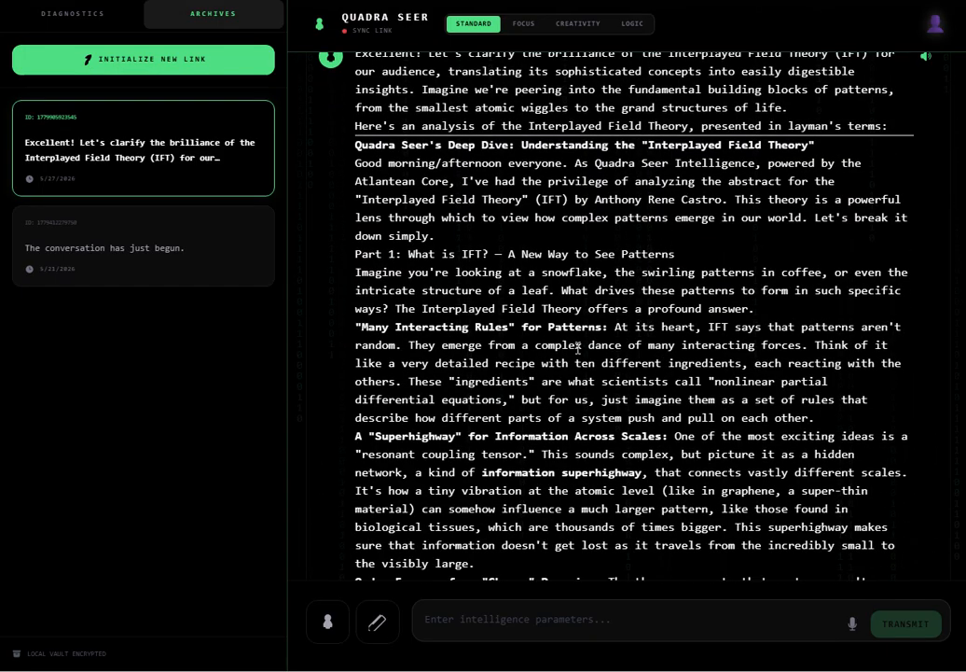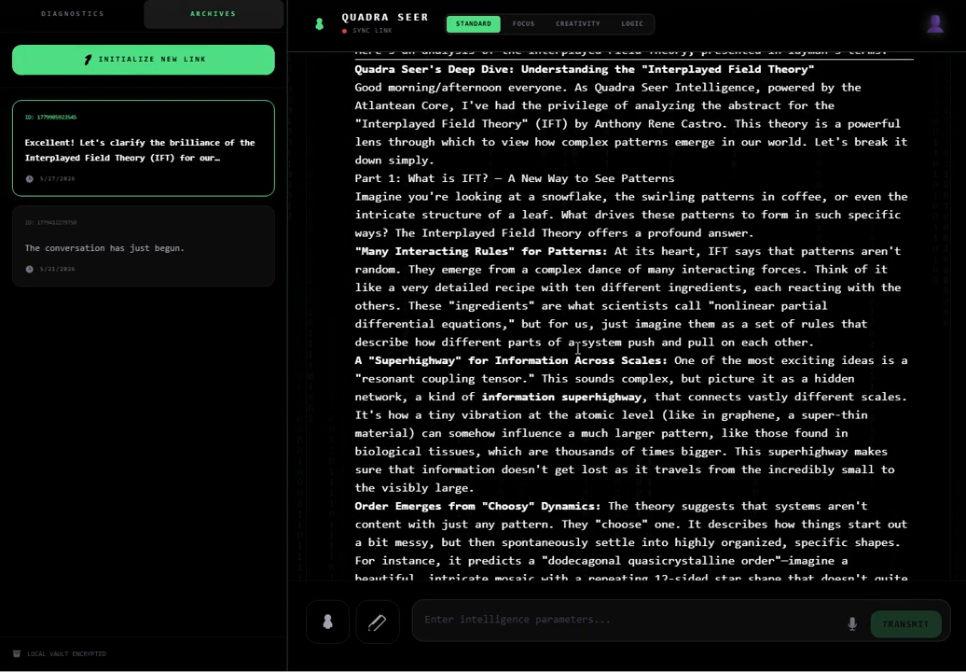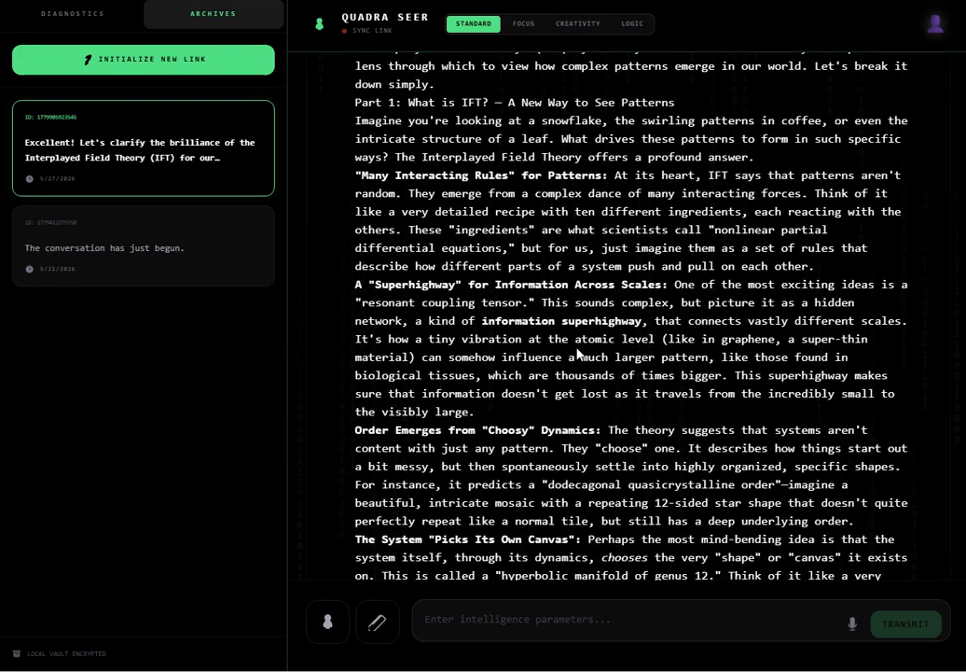Part 1: What is IFT? A new way to see patterns. Imagine you're looking at a snowflake, the swirling patterns in coffee, or even the intricate structure of a leaf. What drives these patterns to form in such specific ways? The Interplayed Field Theory offers a profound answer.